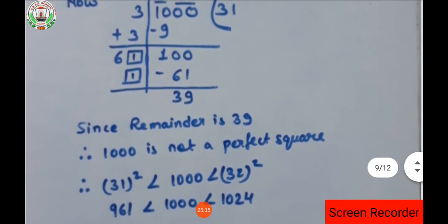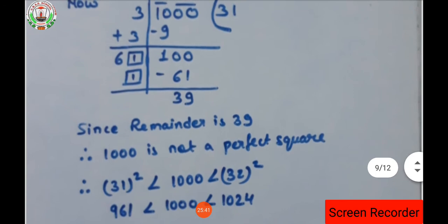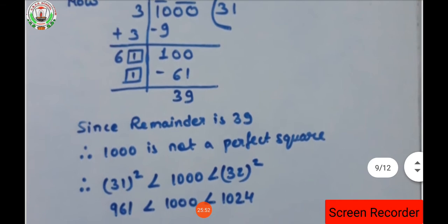So the gardener wants to know how many more plants will be needed. For that, he took the long division method of the square root of 1000. Since he finds some remainder is left, the remainder is 39, that means it is not a perfect square.